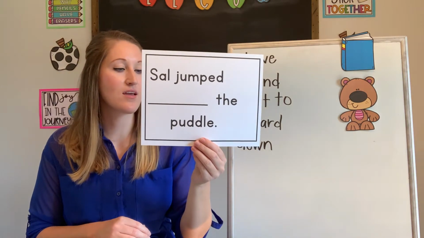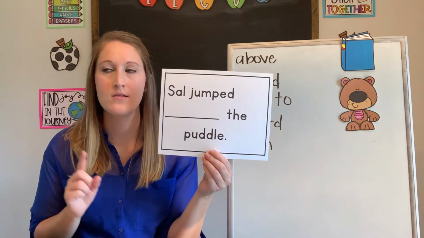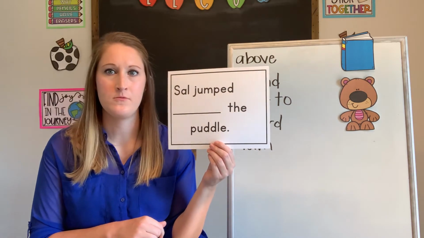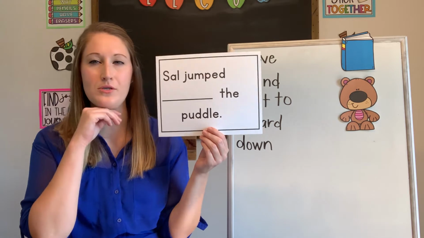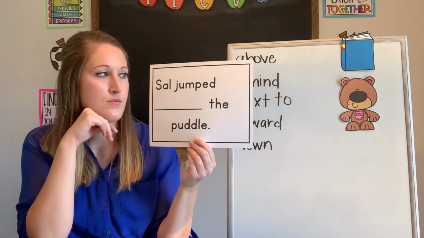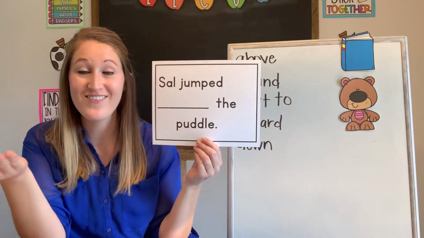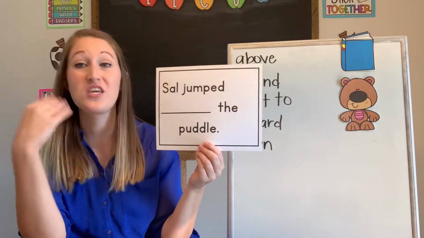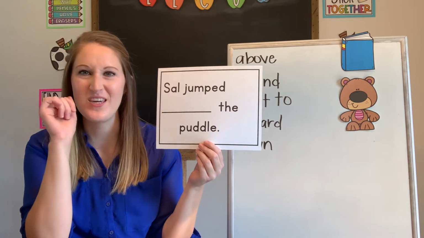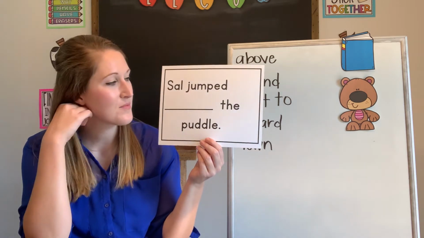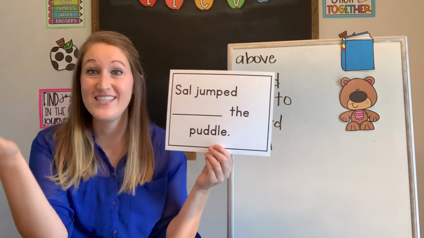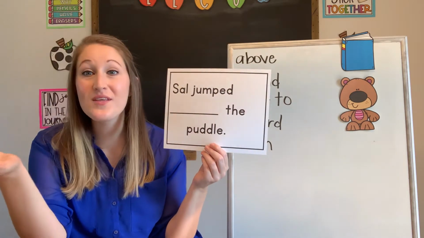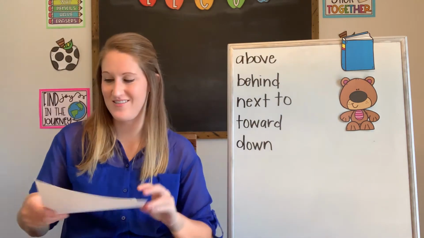Sal jumped, blank the puddle. What do you think? What did Sal do? He jumped into the puddle, right? He could have done that. He could have made splashes. Oh, he jumped over the puddle. Oh, maybe he didn't want to get his shoes wet, right? He jumped next to the puddle. Through the puddle, right? All really great words.